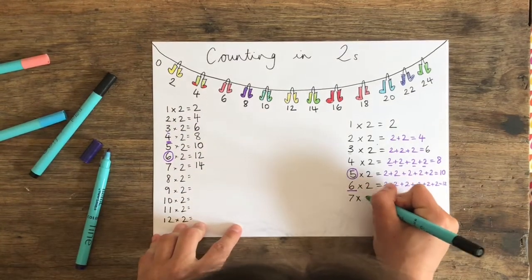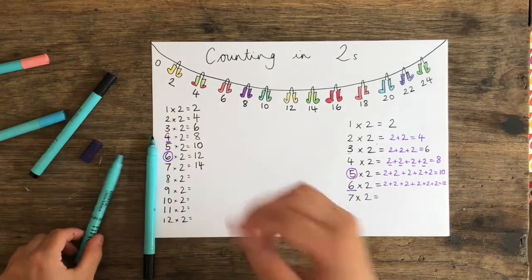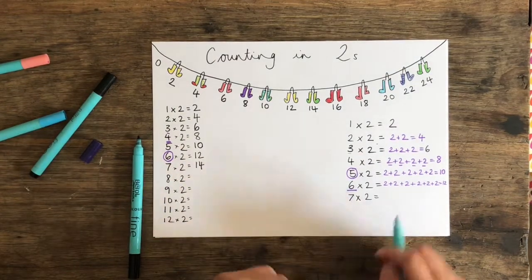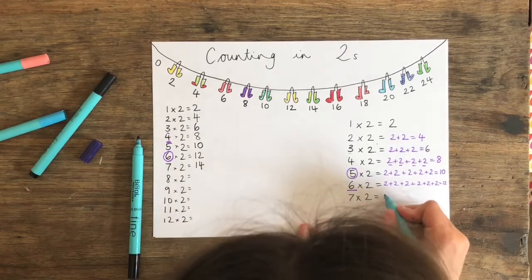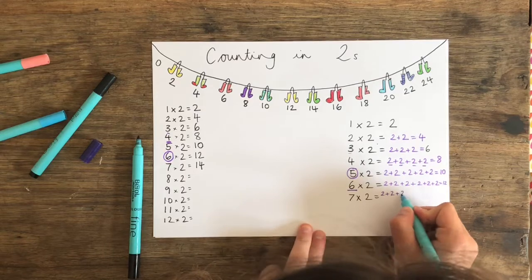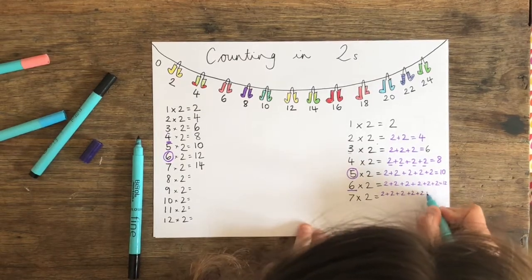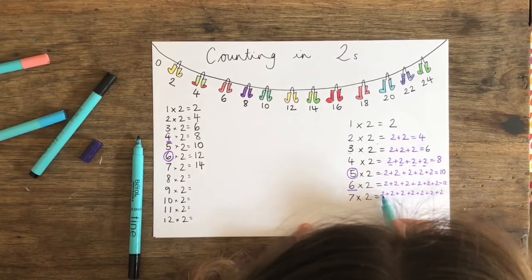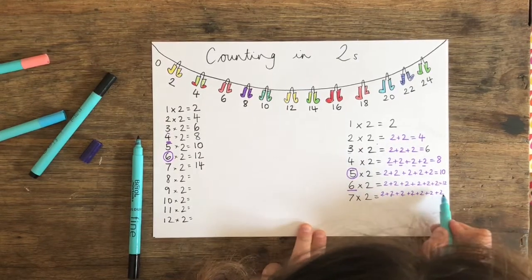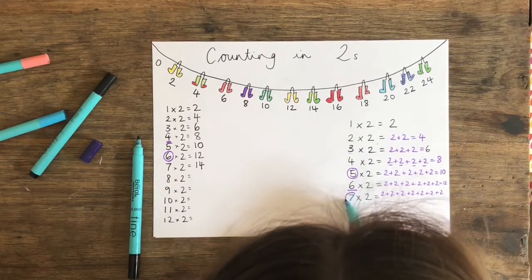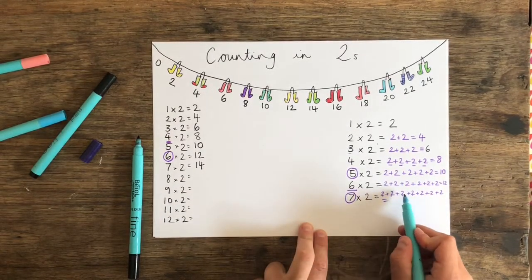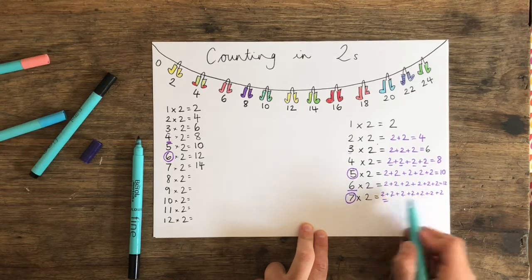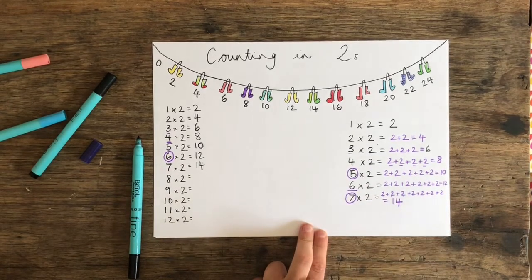But if I was going to do the adding, so it's the same thing, but we're just adding this time. 7 times 2. How many 2's am I going to add together? 2 plus 2 plus 2 plus 2 plus 2 plus 2 plus 2. 1, 2, 3, 4, 5, 6, 7. Let's check. Am I looking for 7? Yes, I am. And that is 2, 4, 6, 8, 10, 12, 14. So 7 times 2 is 14.